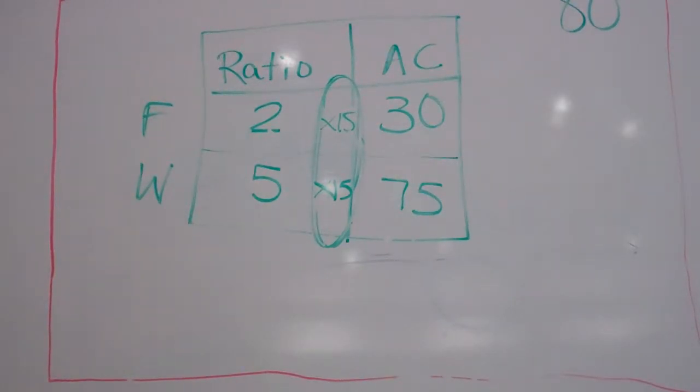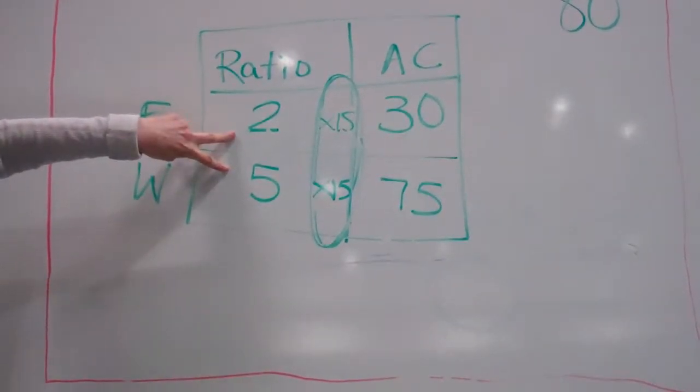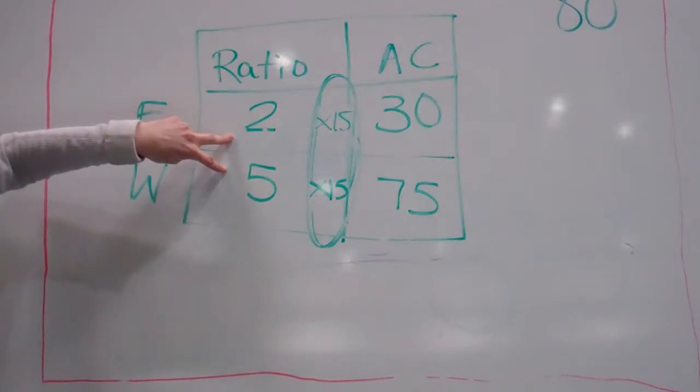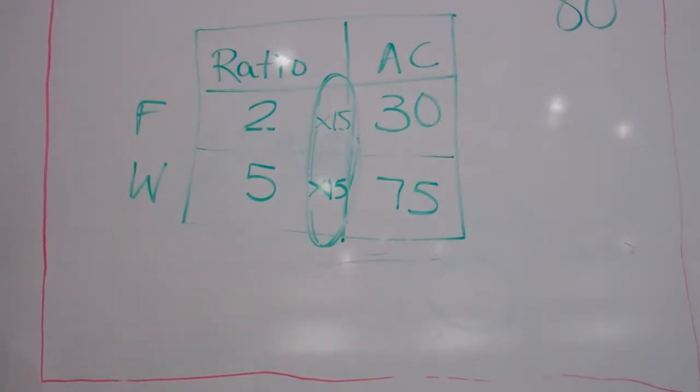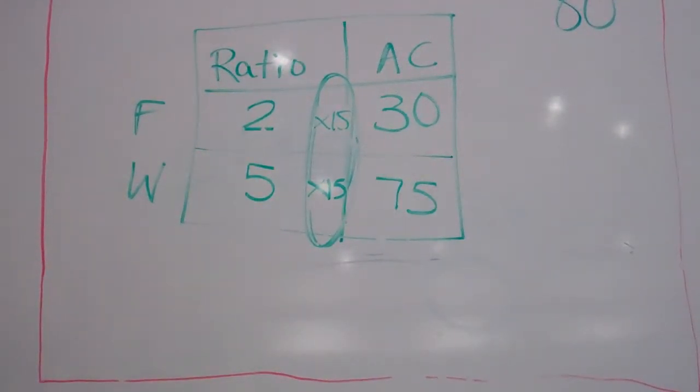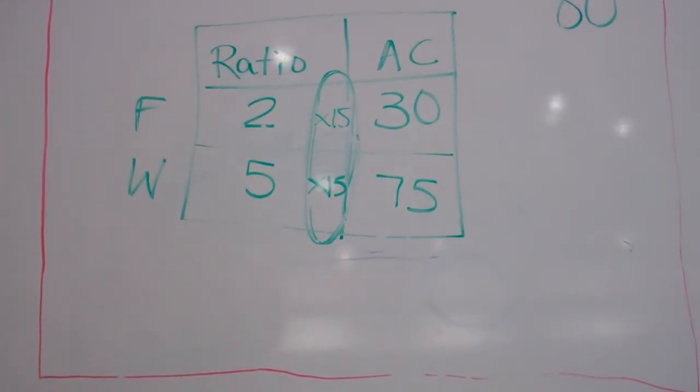Did you reduce it? This is the reduced. The ratio is always the reduced version. Okay? Does everybody understand? That's lesson 80. Wait, do you always times it by 5?